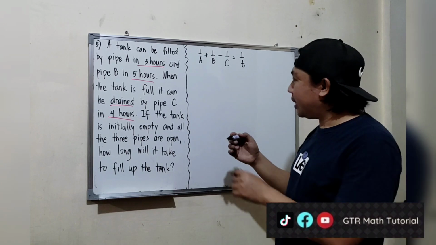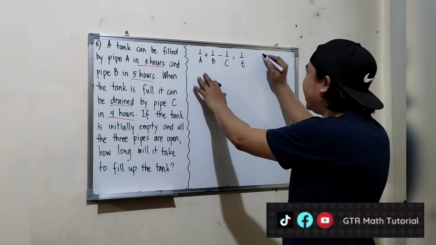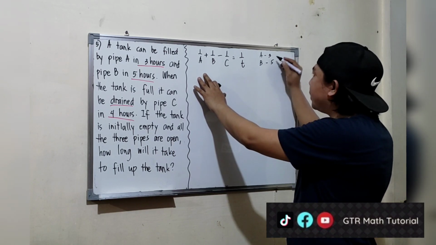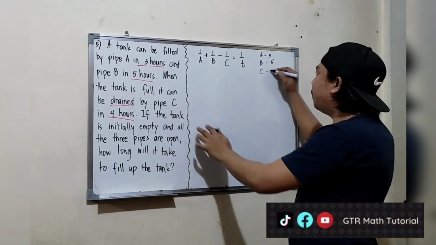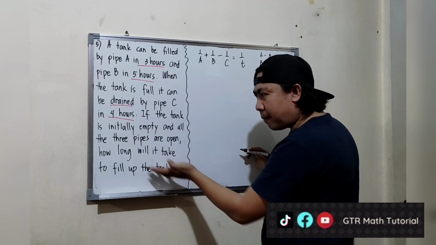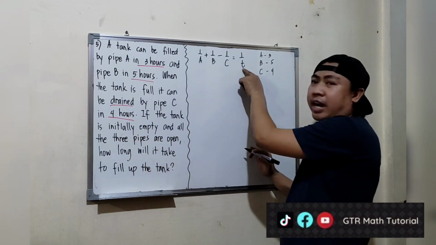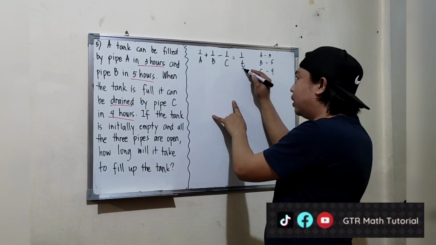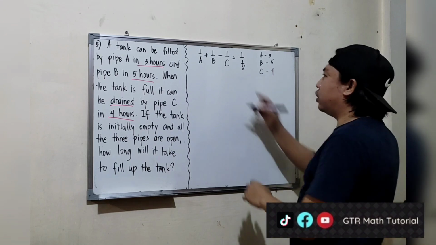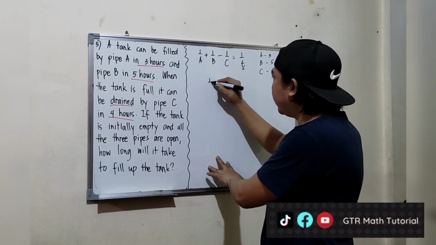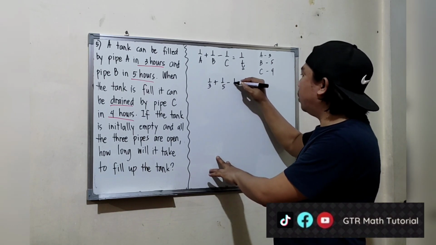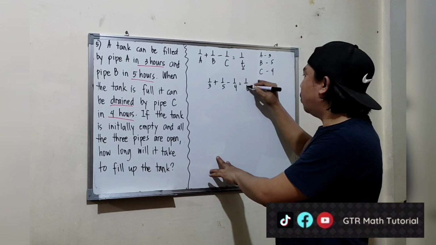Okay, so ano-ano ba ang rate bawat isa? Ang rate ni A ay 3 hours. Ang rate ni pipe B ay 5 hours. At ang rate ni pipe C ay 4 hours. Okay, so just substitute. How long will it take to fill up the tank kapag 3 pipes are open? Together yung hinahanap natin to fill up the tank. So, just solve for T. Substitute the values of A, B, and C, then solve for T. Therefore, we have 1 over 3 plus 1 over 5 minus 1 over 4 equals 1 over T.